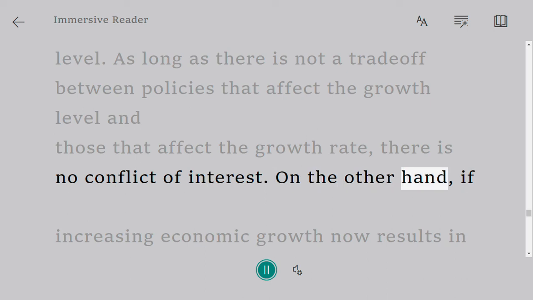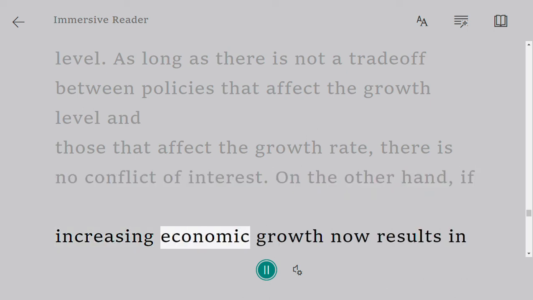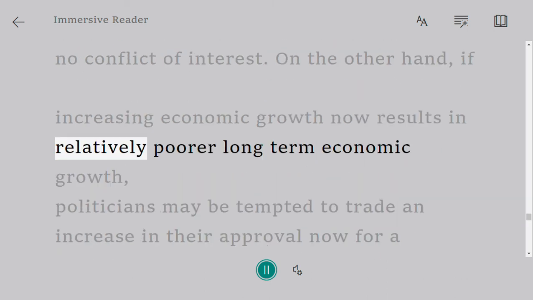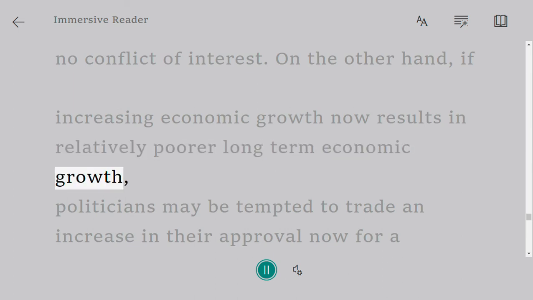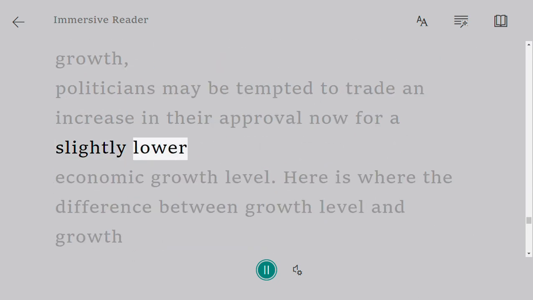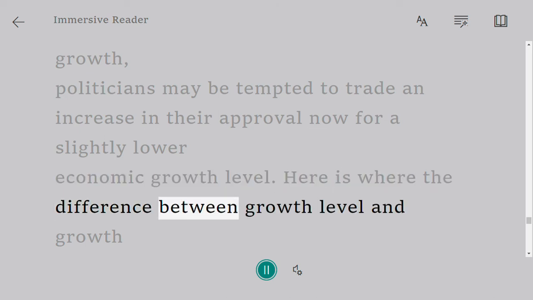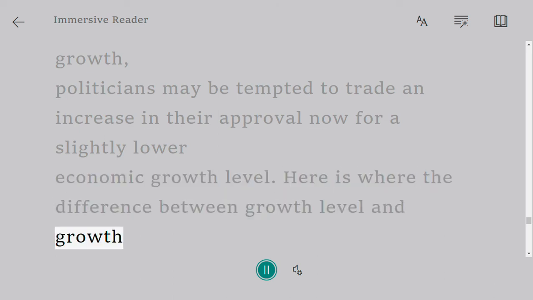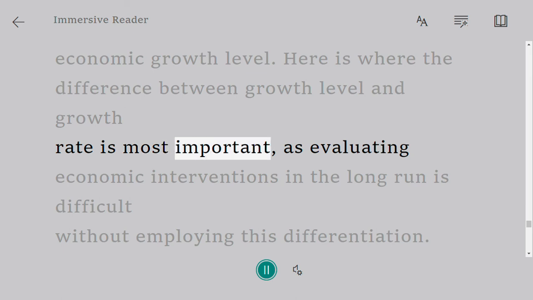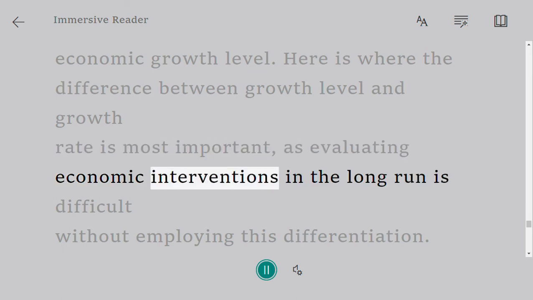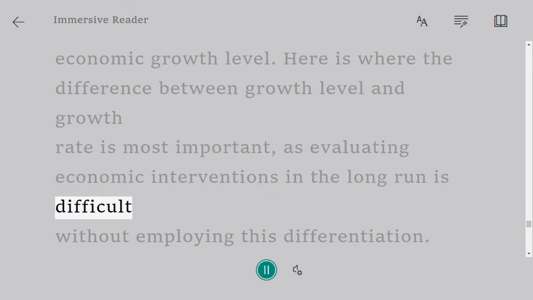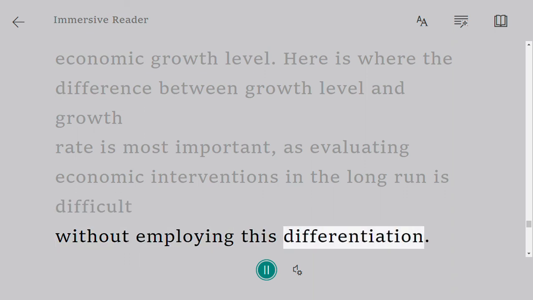On the other hand, if increasing economic growth now results in relatively poorer long-term economic growth, politicians may be tempted to trade an increase in their approval now for a slightly lower economic growth level. Here is where the difference between growth level and growth rate is most important, as evaluating economic interventions in the long run is difficult without employing this differentiation.